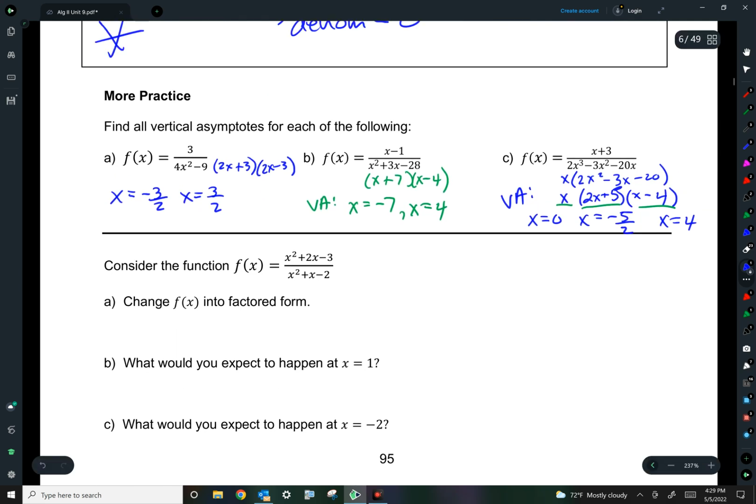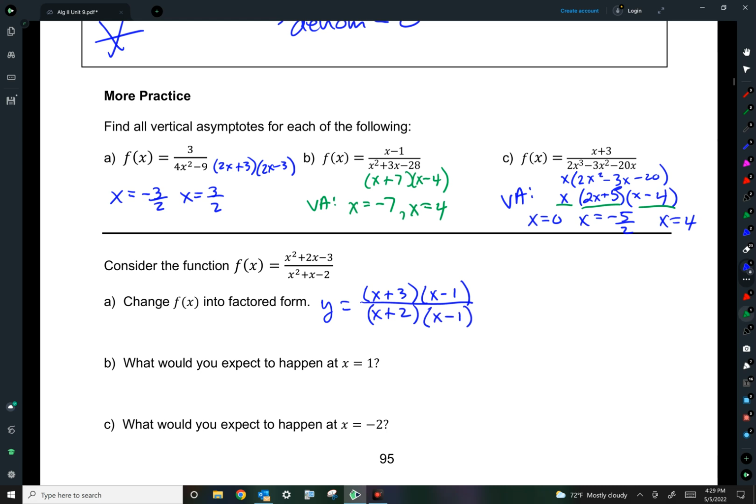You might be saying, all right, I got it. But let me show you something with this one. Let's change the entire thing into factored form, both the top and the bottom. So I'm going to have f of x or y, same thing, equals, on the top, I've got, let's see, how about x plus 3, x minus 1. I think that'll give me positive 2 in the middle, right? And then in the denominator, if we factor that, how about x plus 2 and x minus 1?